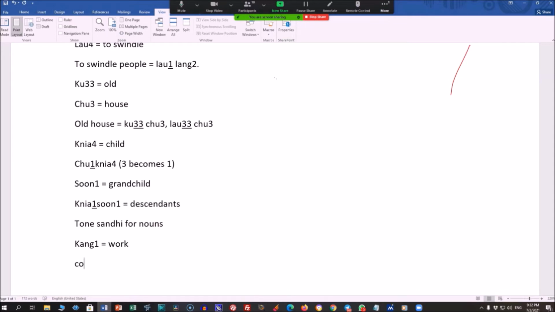Here I want to show you how tone sandhi happens not only for nouns but also for whole sentences. So, gang is work. Zhou is do. But when you combine them together, do work is zhou gang. Yes, zhou gang. 1 and 4. And you will see that the word on the right side doesn't change its tone. Zhou is 1 also. Yes, you're right. It's 1 because 3 becomes 1. Therefore, it is zhou gang, not zhou gang.